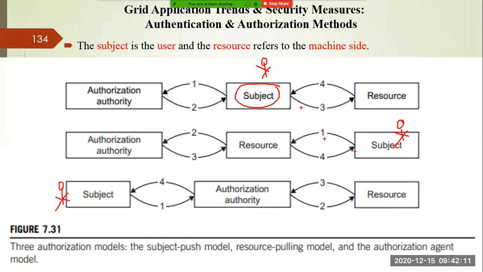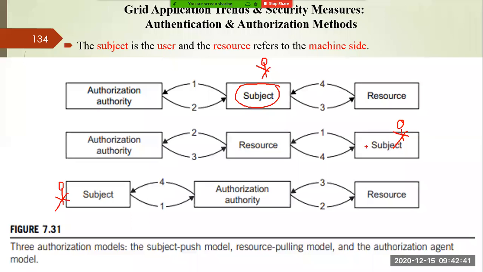In the second case, what happened? The user is directly requesting the resource. That is called the resource pooling model. The user approaches the resource first. Then the resource takes permission from the authorization authority. That is, the resource contacts its authority to verify the request, whether it needs to accept or reject. Once it gets approval, the service is provided to the user. That is called the resource pooling model.